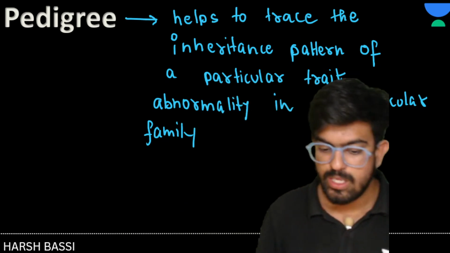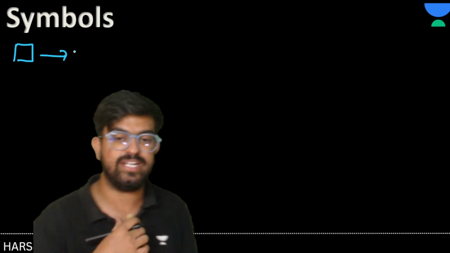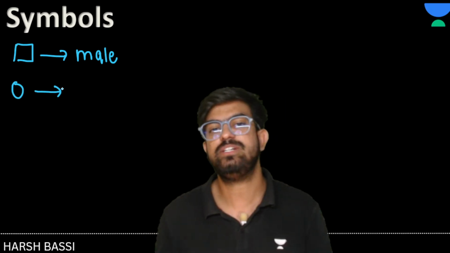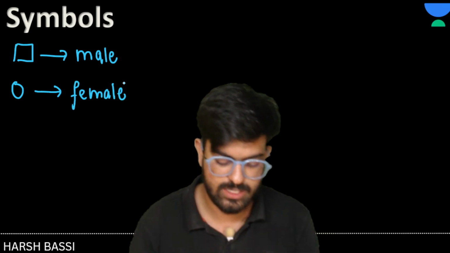Done? Okay. Now, before moving towards the pedigree chart, we also have to remember the symbols. Let's talk about the symbols. Symbols are very important and very easy. Let me draw them quickly and then we will jump into the main content. This box represents male. The circle represents the female. Yes or no? Yes. Okay.